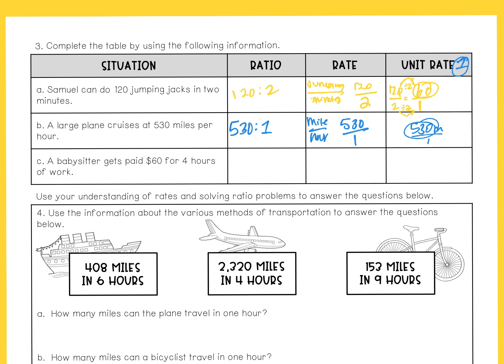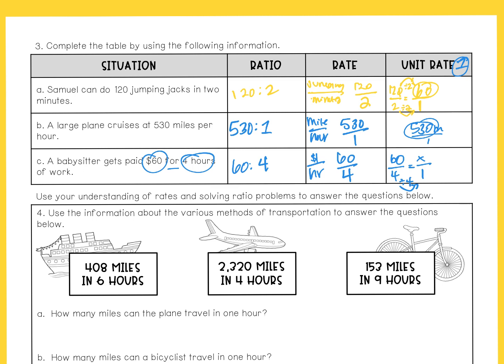C says a babysitter gets paid $60 for 4 hours. So the two things we have here are $60 for every 4 hours. So we have dollars to hours, and we have 60 to 4. And to find the unit rate, we want to know about just 1 hour. So 60 over 4 will equal what over 1? How do I get from 4 to 1?